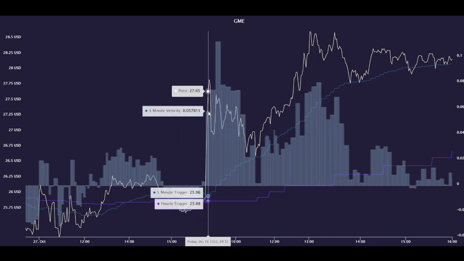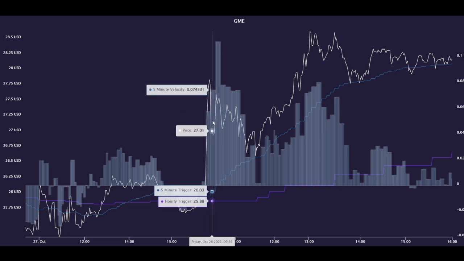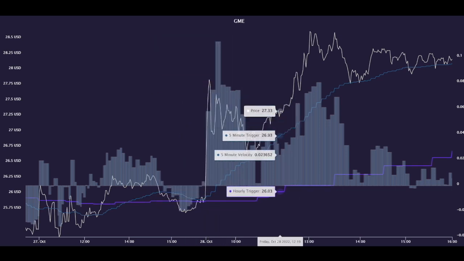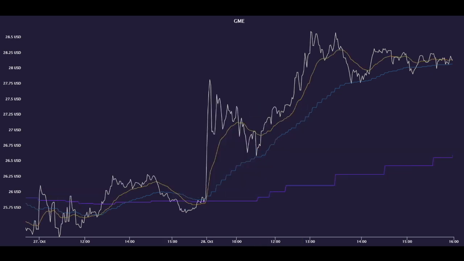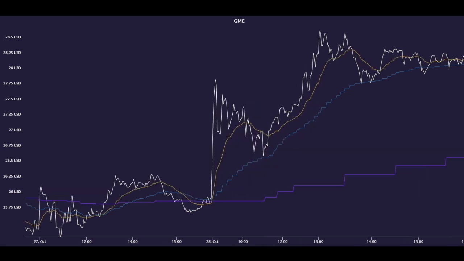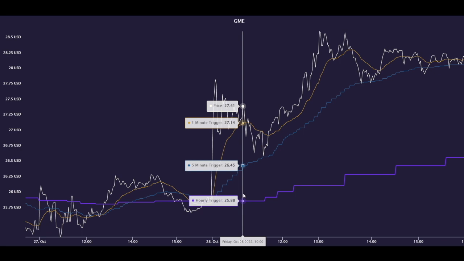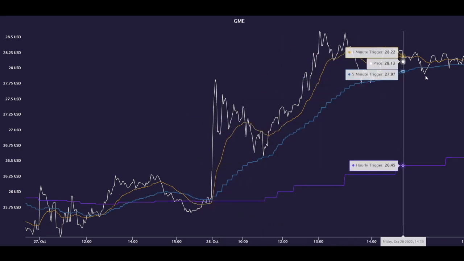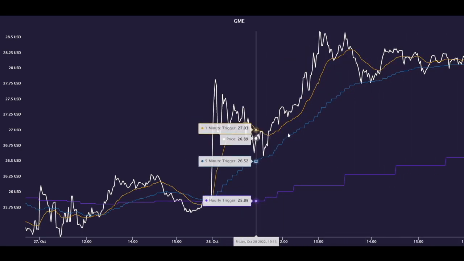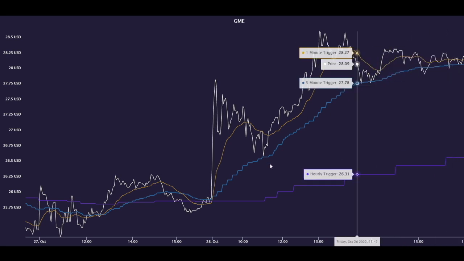Okay, now obviously there's always a safety measure. Let's say you have this extreme print and then price just tanks. So how do you protect yourself? Well, that's where the 1 and the 5-minute trigger come in handy. There's a couple of ways to do it. If you have a longer term position, you can use the 5-minute trigger as your stop loss. You know, if price closes under the 5-minute trigger for like 5 minutes, you get out.